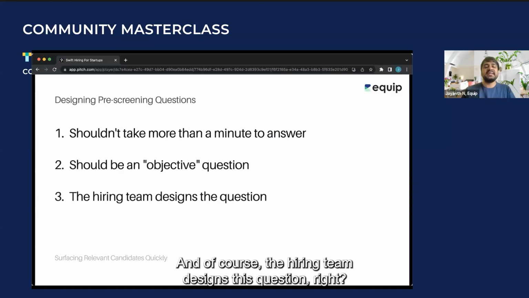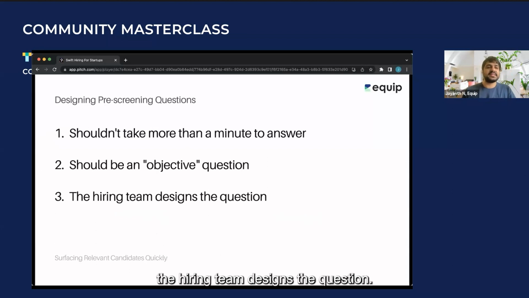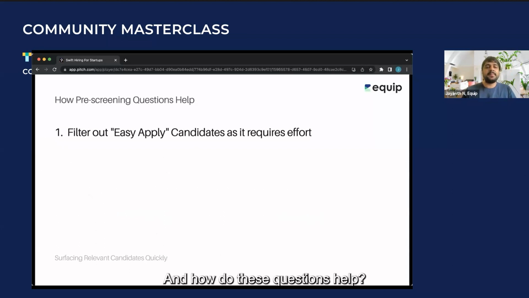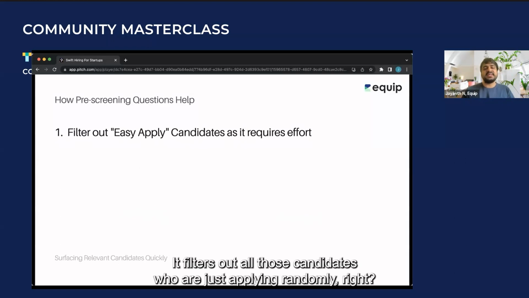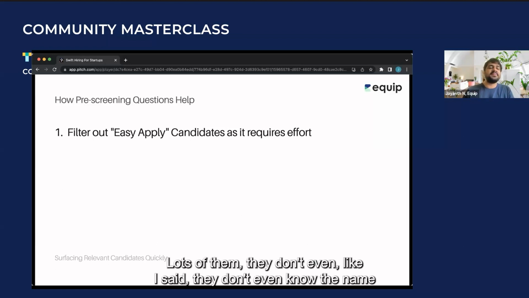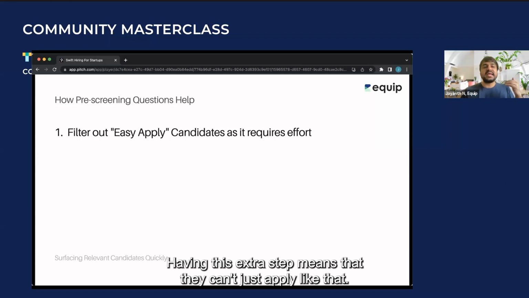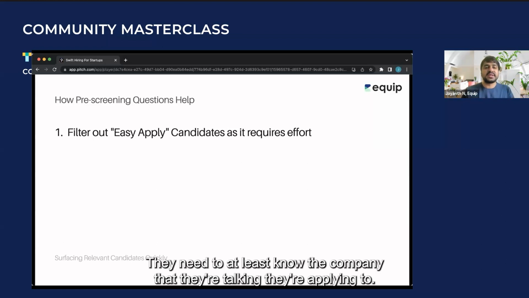And of course, the hiring team designs this question. If it's a question like CTC or notice period, you can do it, but for a question specific to the skill you're hiring for, the hiring team designs it. And how do these questions help? It filters out all those candidates who are just applying randomly. As talent acquisition professionals, we know this: lots of them don't even know the name of the company they're applying for, and they would just apply. Having this extra step means they can't just apply like that. They need to at least know the company they're applying to.